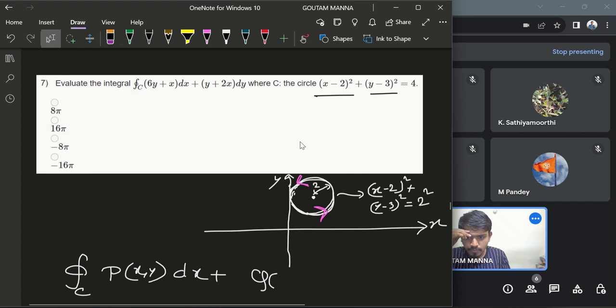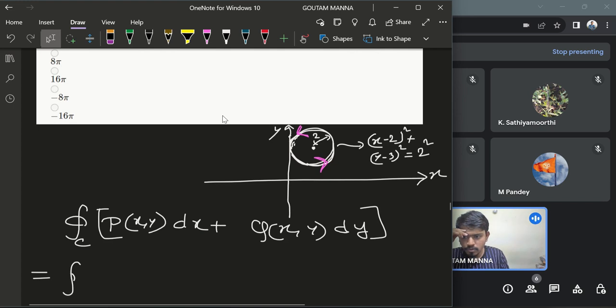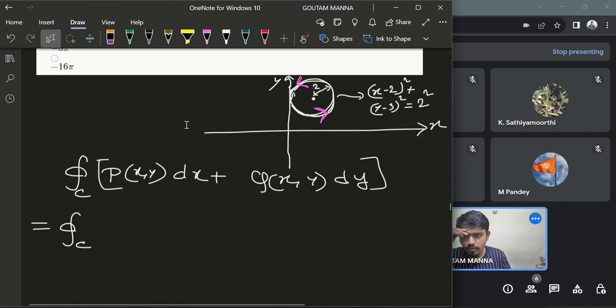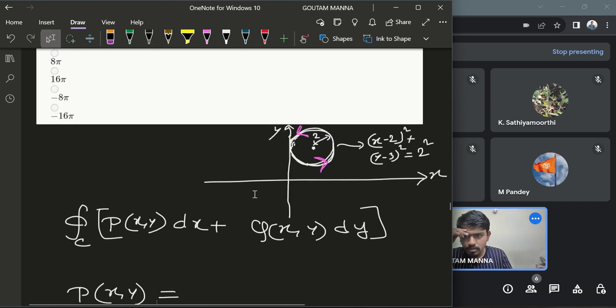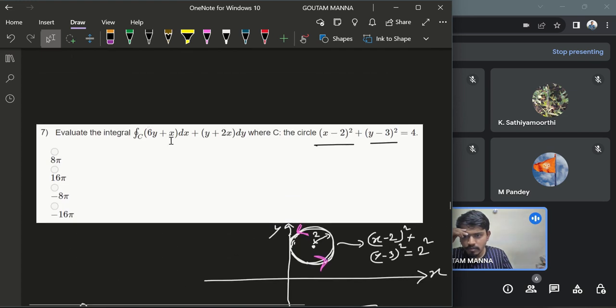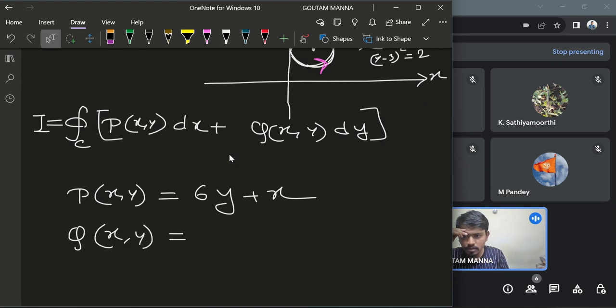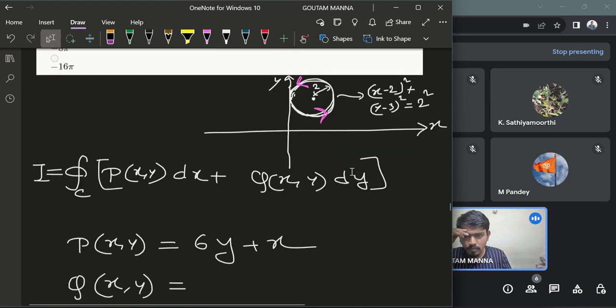And Q of xy dy. So if I compare these two, then our P of xy is nothing but 6y plus x, and Q of xy is nothing but y plus 2x.